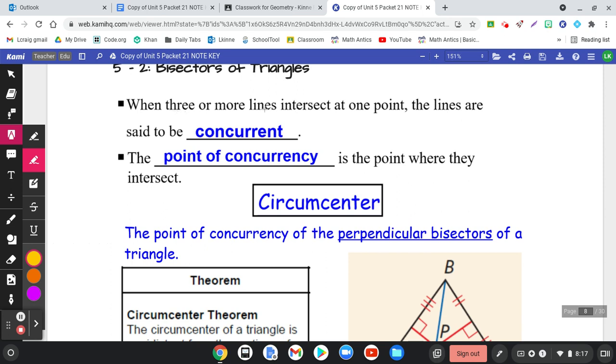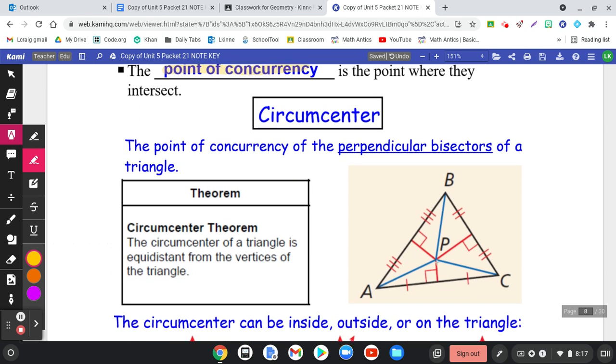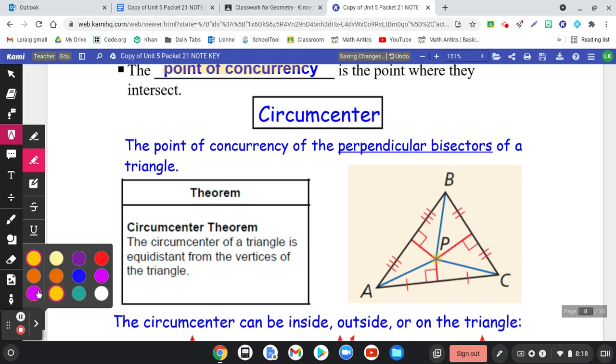When 3 or more lines, it should say 2 or more lines, intersect at one point, they're said to be concurrent. That's not a word that you're going to have to memorize. You'll just see that term pop up, and I just want you to know it's just the point. The point of concurrency is just the point where they intersect. That's all it is. So down here, point P would be the point of concurrency. Now, the first one is called the circumcenter.